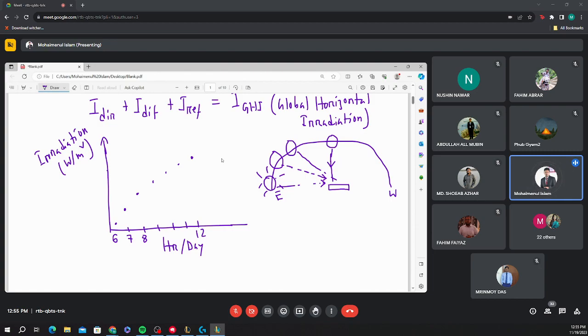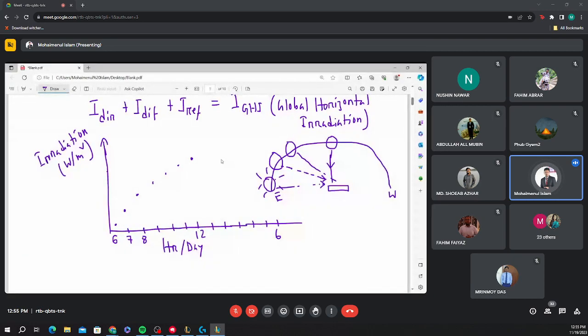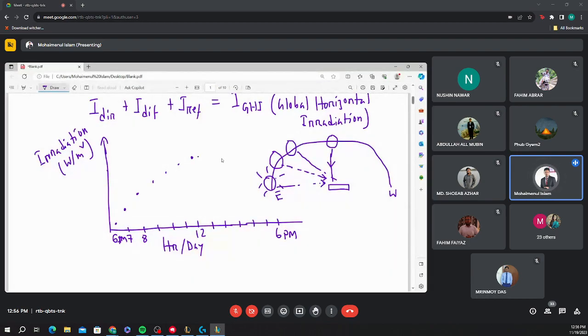And like that, if you draw the complete plot, suppose 1 o'clock, 2, 3, 4, 5, another 6. That means the sun goes down after 6, right? One is AM, another is PM. So like that, you can again plot the other half, and you are getting this type of parabolic plot, and that plot is called the daily solar irradiation plot.